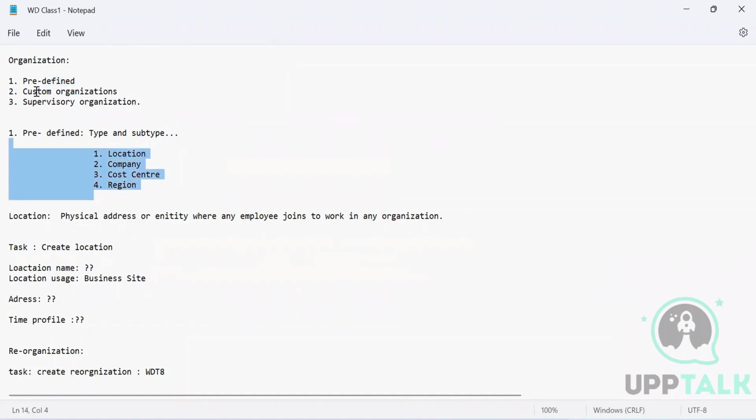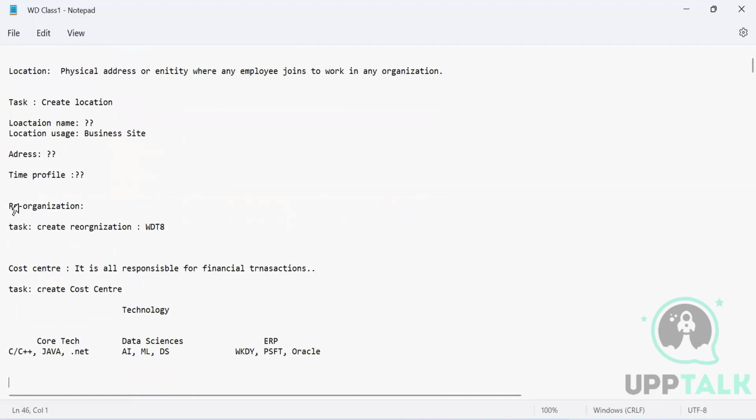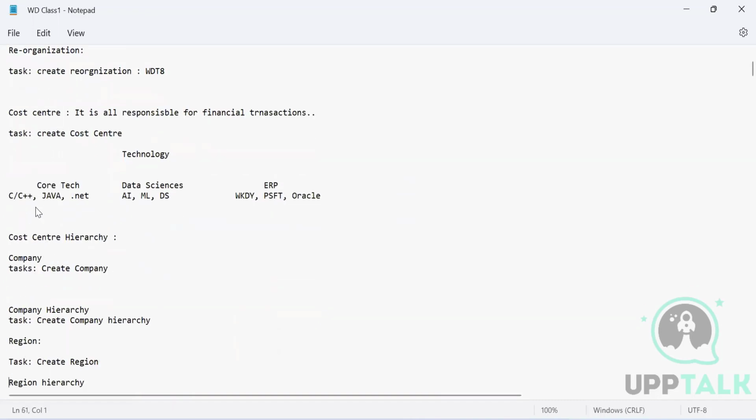Okay. Then we went into custom organization. Custom organization is something which is not very important. Correct. Because you may not do it every day, once in a blue moon, but you may be asked questions in your interview. And then you have supervisory, which is the most important one. So this is how the organization got completed. We understood the concept of reorganization. Okay. So all these things matter a lot.